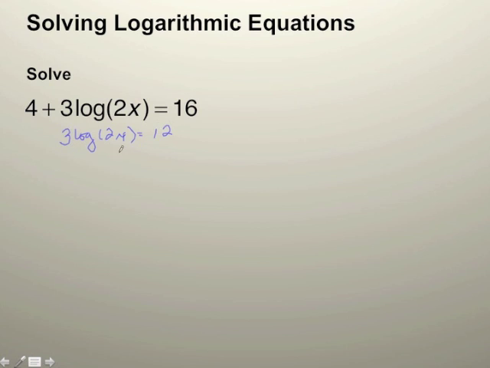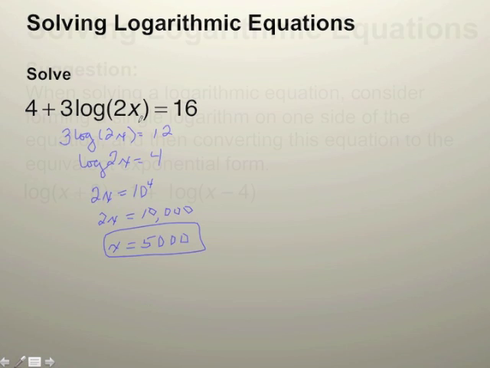Oh, this is 3 times. I can divide by 3, and I'll have the log of 2x equals 4. So this is a common log, base 10. So 2x equals 10 to the 4th. 2x equals 10,000, and x equals 5,000. Now checking that rule to make sure I have the log of a positive, 2 times 5,000 would be 10,000, so I would be taking the log of a positive number.